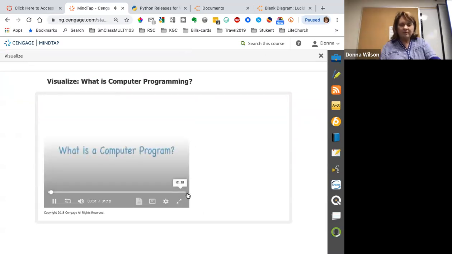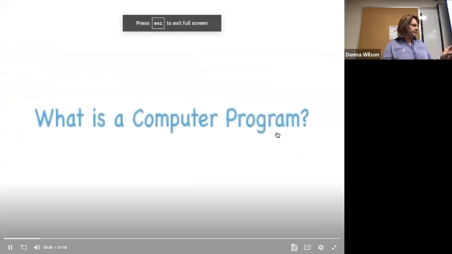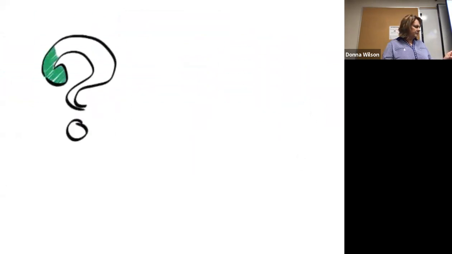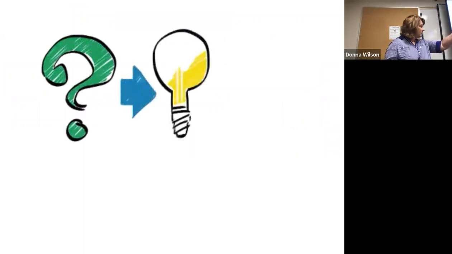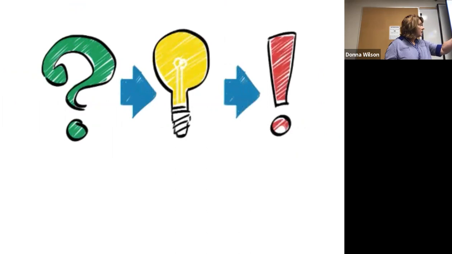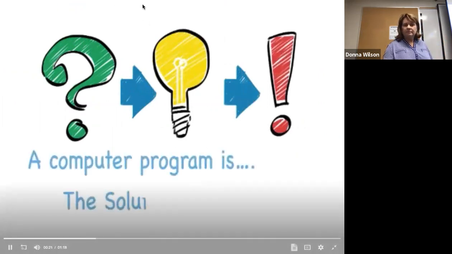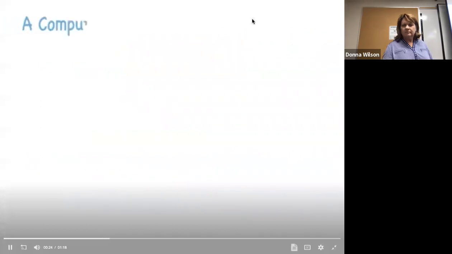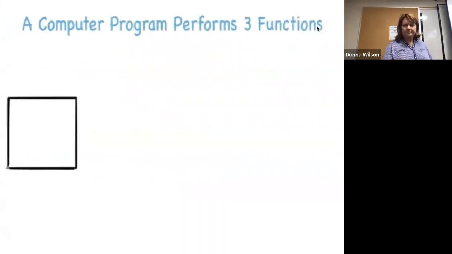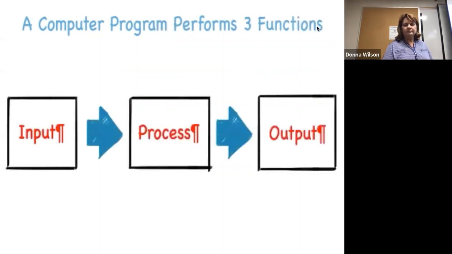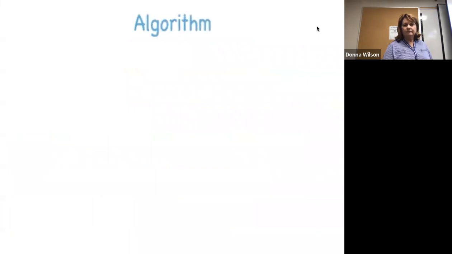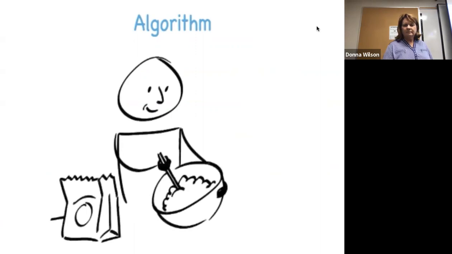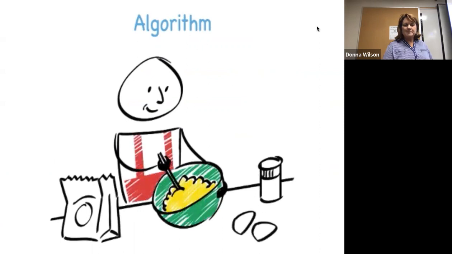What is a computer program? In this segment, we're going to explore the world of computer programming by looking at exactly what a computer program is. 1. You begin with a problem. 2. Develop a solution. 3. Solve the problem. A computer program performs 3 functions: input, process, output. What's an algorithm? It's a step-by-step set of directions. It's very much like directions for baking a cake. You can imagine if you ice the cake prior to baking it. Each step must be logically ordered.